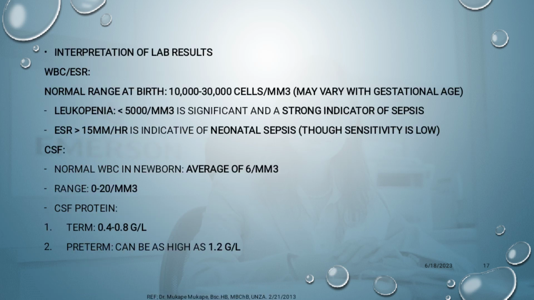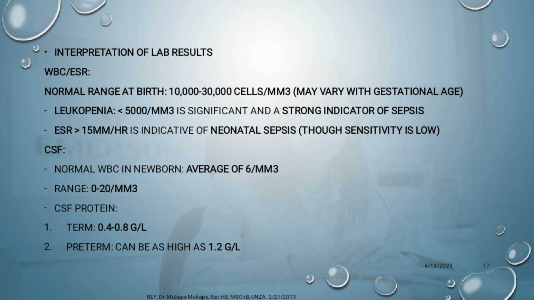Okay, then interpretation of lab results. Then for the WBC, the normal range at birth should be 10 to 30,000.